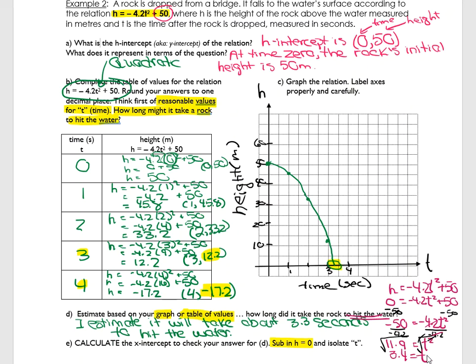3.4 is t, and the question said x-intercept, really. It should have said t-intercept there, not x. Calculate the t-intercept to check your answer. So what we have found is the actual exact answer is not 3.3, it's 3.4, but we were pretty close. Therefore, t equals 3.4 seconds when the rock hits.